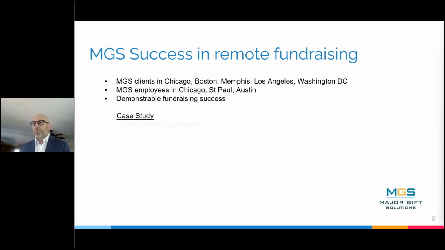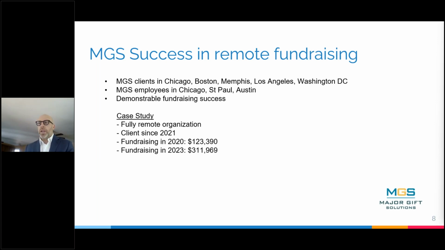We have demonstrable fundraising success, and let me just talk about one of those here. We have a client that is also a fully remote organization. This is a 501c3 with an annual budget that, as you can see, had been, when we started, just barely over $100,000. They had a number of staff members who were working for just barely livable salaries.